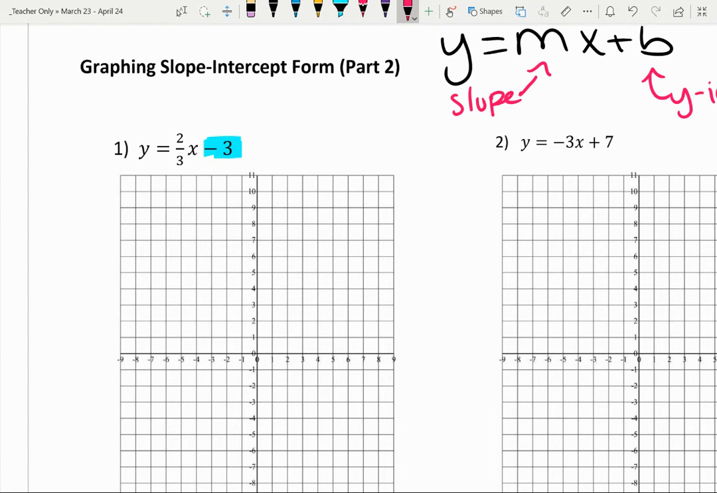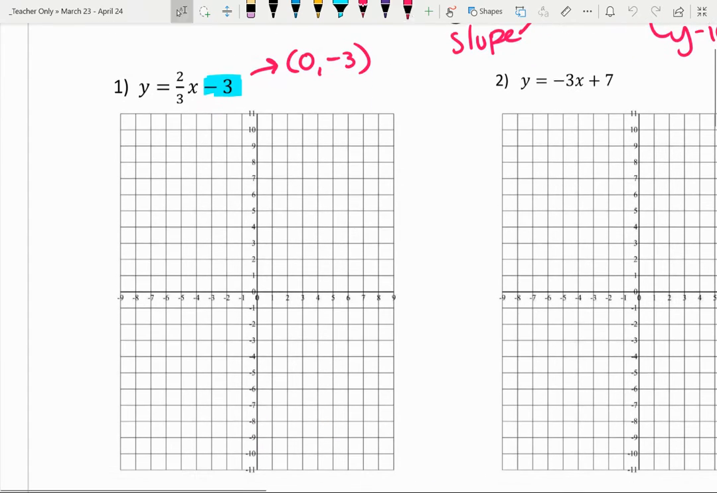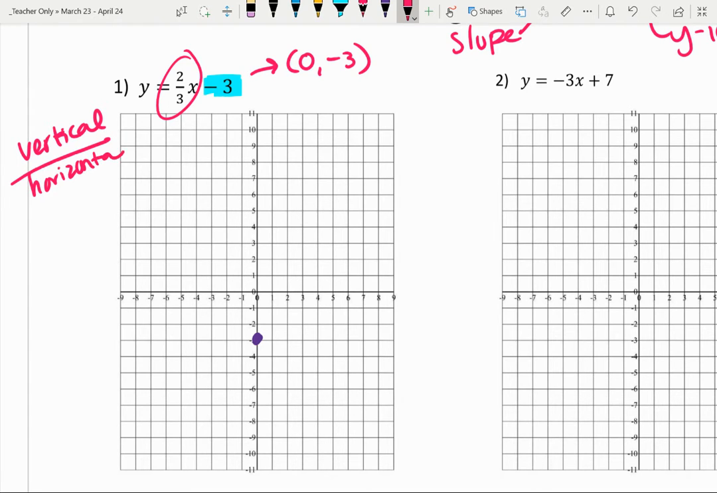So in this line, y equals 2/3 x minus 3. My y-intercept is going to be the point 0, -3. So I'm going to start by plotting that point 0, -3. And then a slope of 2/3. Remember that slope represents the vertical change divided by the horizontal change, or the change in y divided by the change in x. So 2/3 here means that we're going to go up 2 and to the right 3.